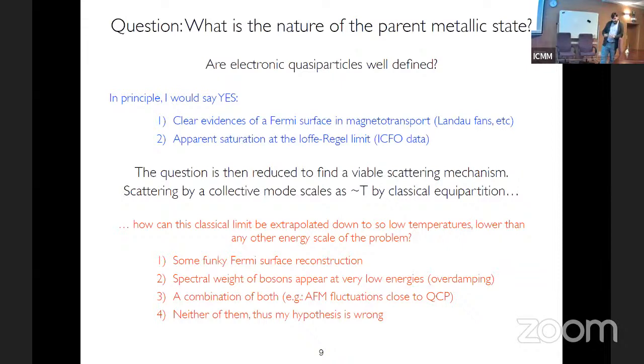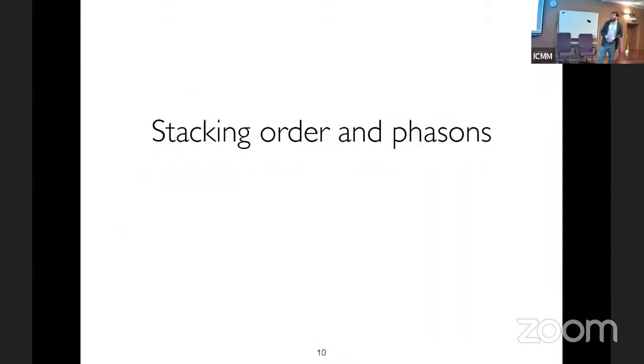Since this temperature scale is determined by the kinematics in the Fermi surface, it could be that there is a very funky Fermi surface reconstruction. It could be, and this is the point of view that I'm going to emphasize at the end of the talk, that the spectral weight of these bosons is moved to very, very low energy. It could be a combination of both, which is basically what happens when you have electrons coupled to critical fluctuations. Or neither of them, and therefore what I just said is all wrong. No? So these are the only options that I see. Okay, so this was the motivation.